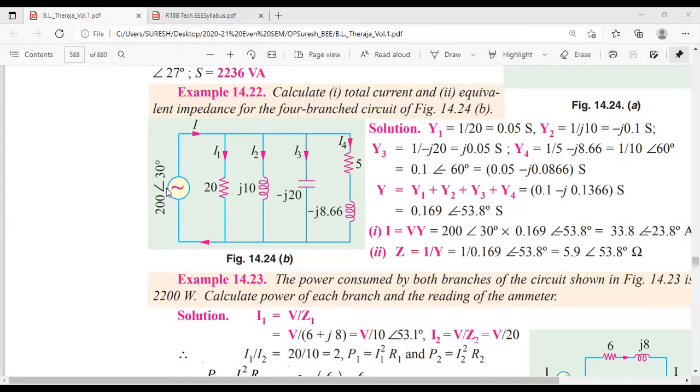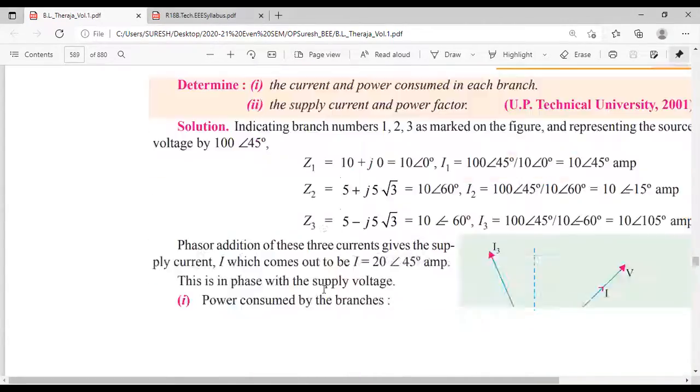This voltage is supplying the total current I. This current is dividing in these 4 branches. In parallel, current will divide as I1, I2, I3, and I4. In the problem, he is not asking I1, I2, I3, I4. He is asking only the total current I value and equivalent impedance. We have determined total current and equivalent impedance. Okay, next we'll go to the next problem.